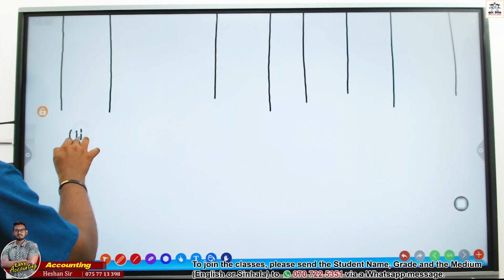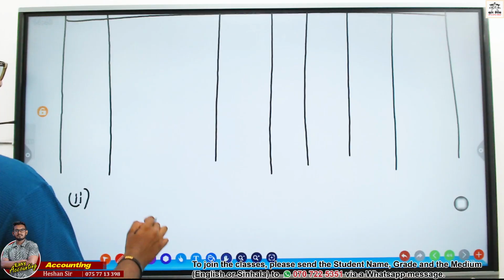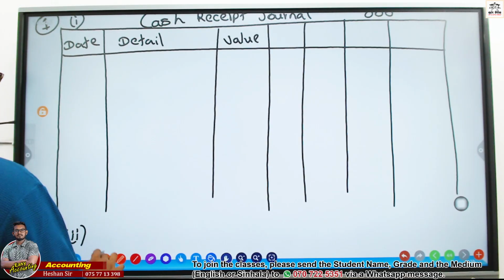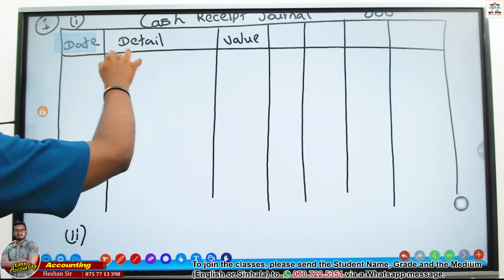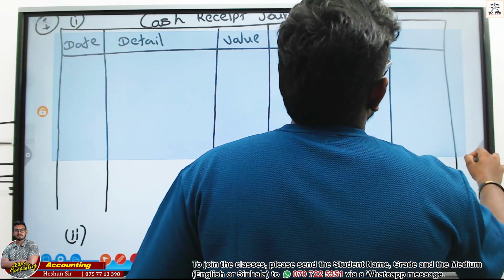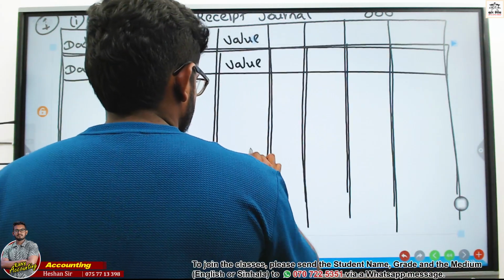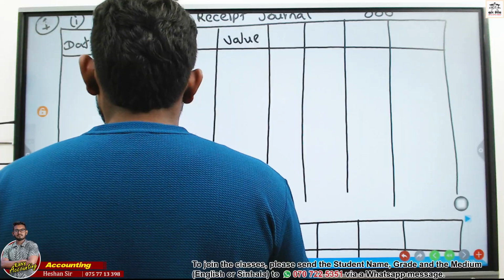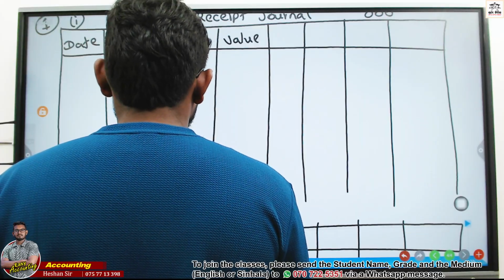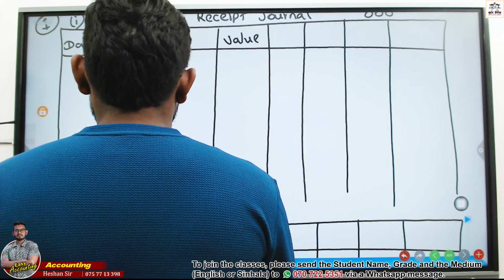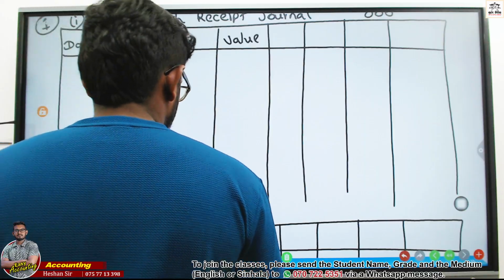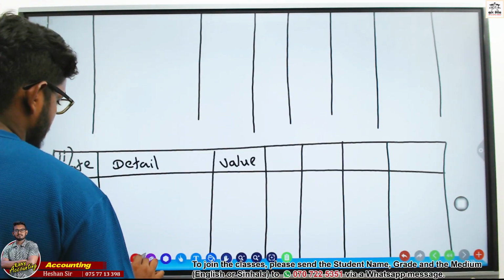Roman number 2. In number 2 they are asking cash payment journal. The same thing. Remember, same thing. There is no compulsory requirement to draw it. No compulsory requirement to draw that one. I told you, which means the analysis columns.